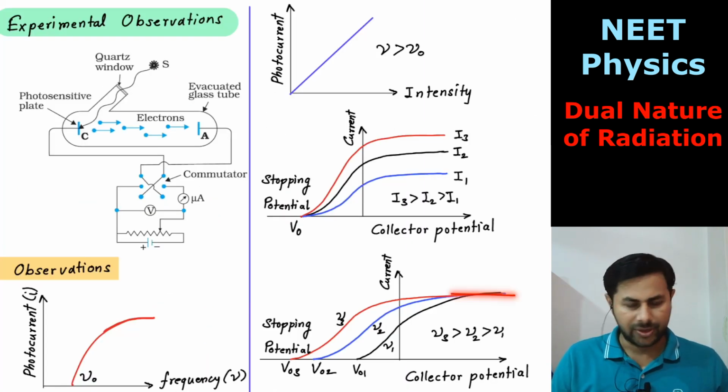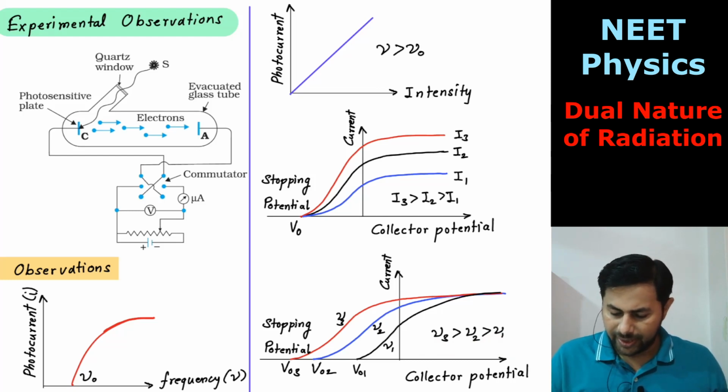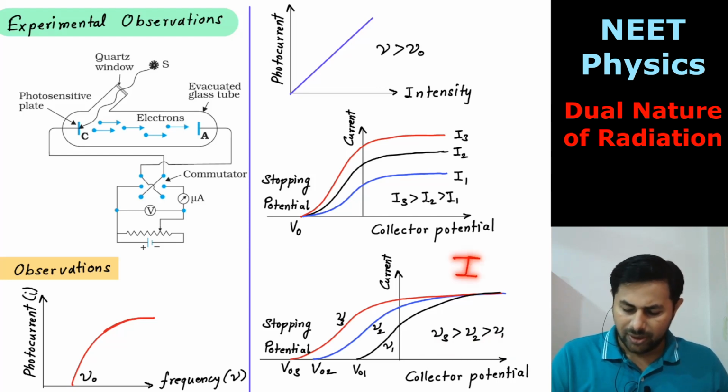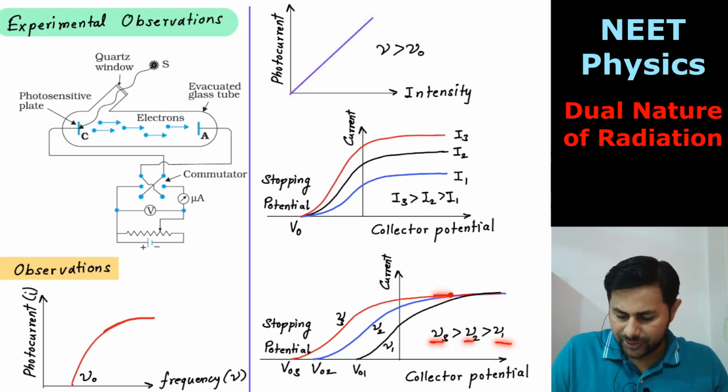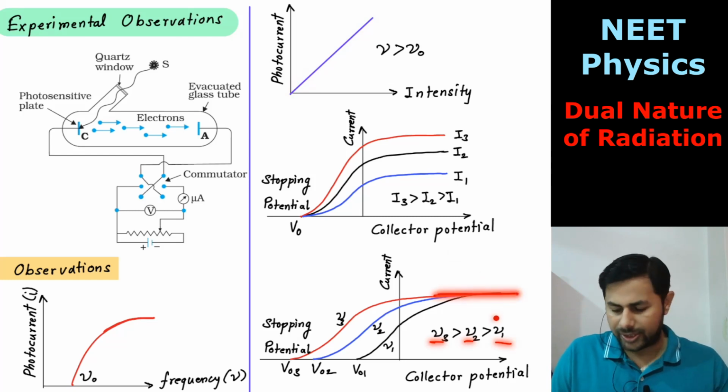Okay, so next, you keep the intensity the same and you change the frequency. That means the brightness is the same now, for different frequencies. So this nu3 is greater than nu2 and it's greater than nu1. Frequencies are different, intensity is the same, and as you have seen here, photocurrent is directly proportional to intensity. So for different frequencies you get the same amount of photocurrent.